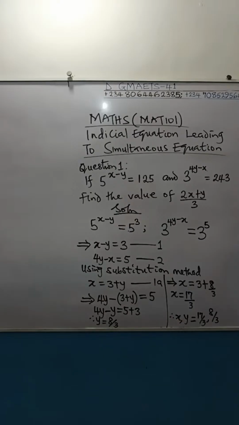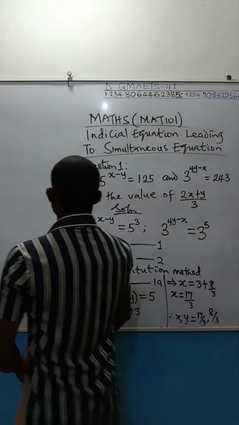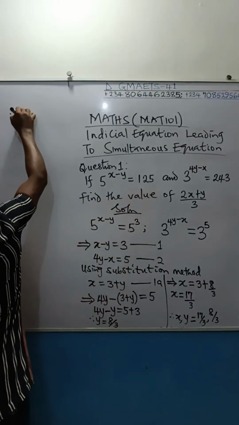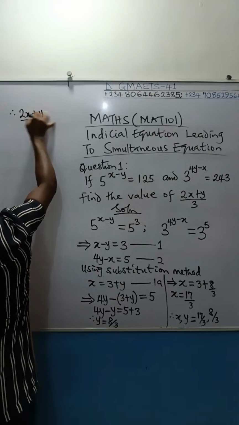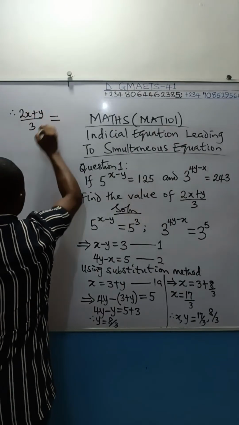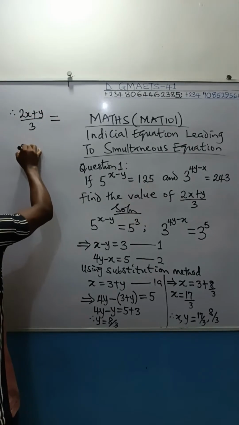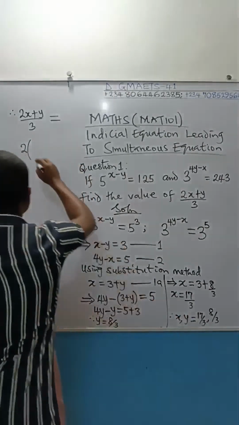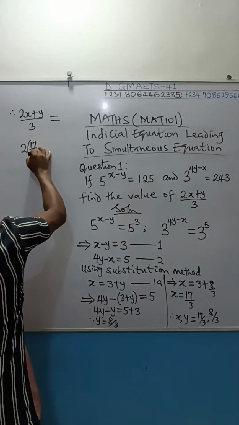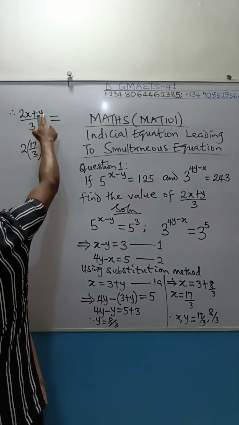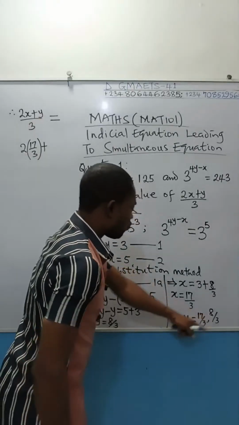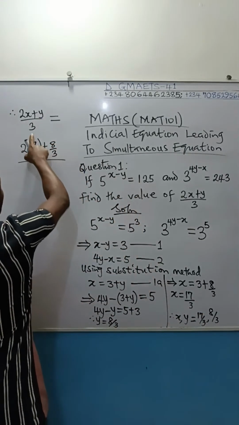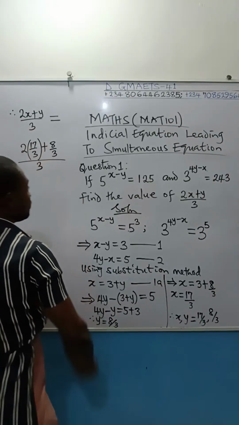Okay. So having obtained the value of x and y, now the value of (2x plus y) over 3 will be equal to 2 times the value of x, which is 17 over 3, plus the value of y, which is 8 over 3. We are dividing everything by this denominator 3.